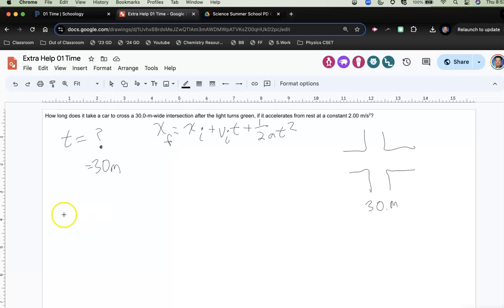Okay. All right. So Elijah says 30 is going to be our distance, right? Our intersection is 30 meters wide, and this car is going to cross. This equation doesn't use D. It doesn't use L. It doesn't use R. But what does it use? It uses X, so we're going to make it an X. And this is not just plain old X, like our good old math classes. This is either XF or XI. Aaliyah, what is the difference between XF and XI?